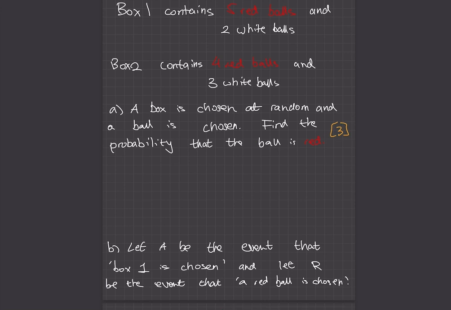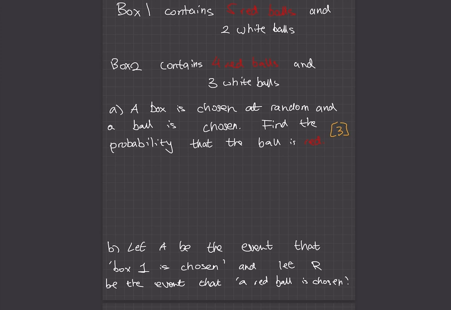So today we're going to be looking at this 5-mark probability question. It's from the SL paper, a paper 1 question, so it needs no calculator. There's going to be a bit of mental maths because it's probability.